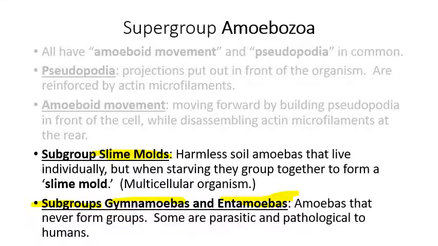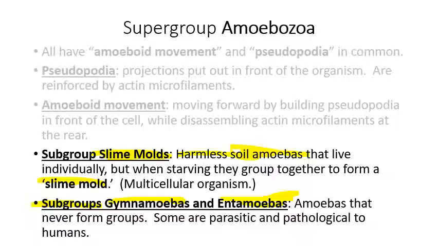Okay, so the slime molds, as I mentioned earlier, are harmless. They live in the soil, and they generally live individually, but when they're starving, they will come together to form a structure called the slime mold. So they are amoeba when they're not starving, and when they're starving, they come together to form a multicellular organism called a slime mold.